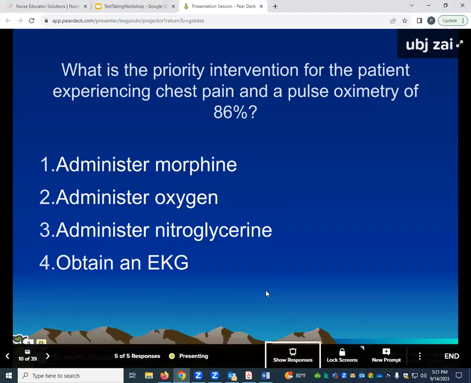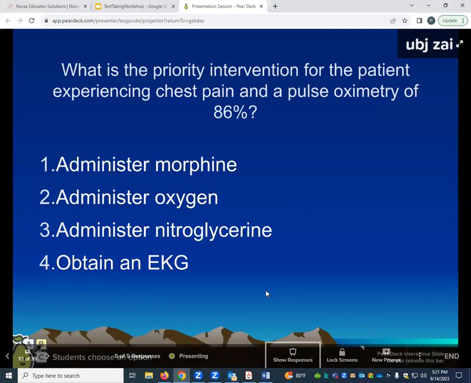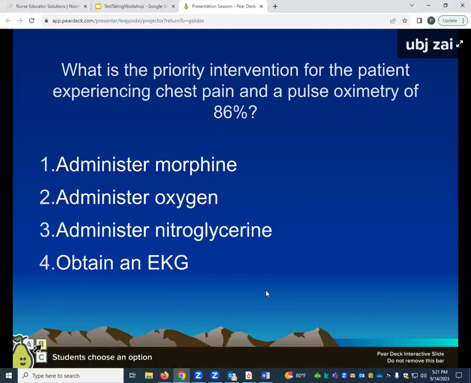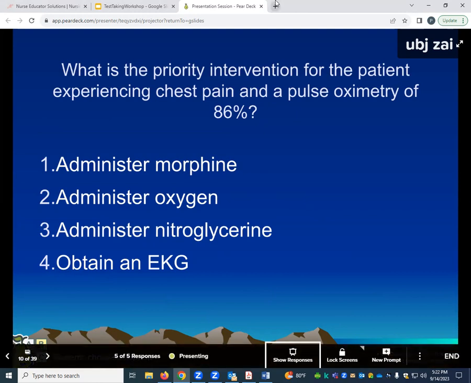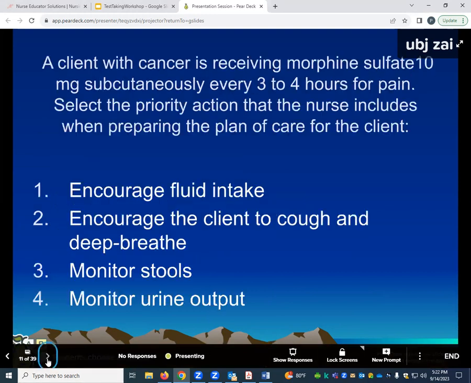Great. Everybody said administer oxygen, because sometimes people get kind of focused on the fact that the patient's having chest pain, because it is very important. A patient having chest pain could be having a heart attack. But the pulse ox of 86 is testing your knowledge of what the ideal pulse oximetry should be, which is 95% or better. So administer oxygen. We have an airway problem as well as a pain problem, but we need to get that oxygen level up.